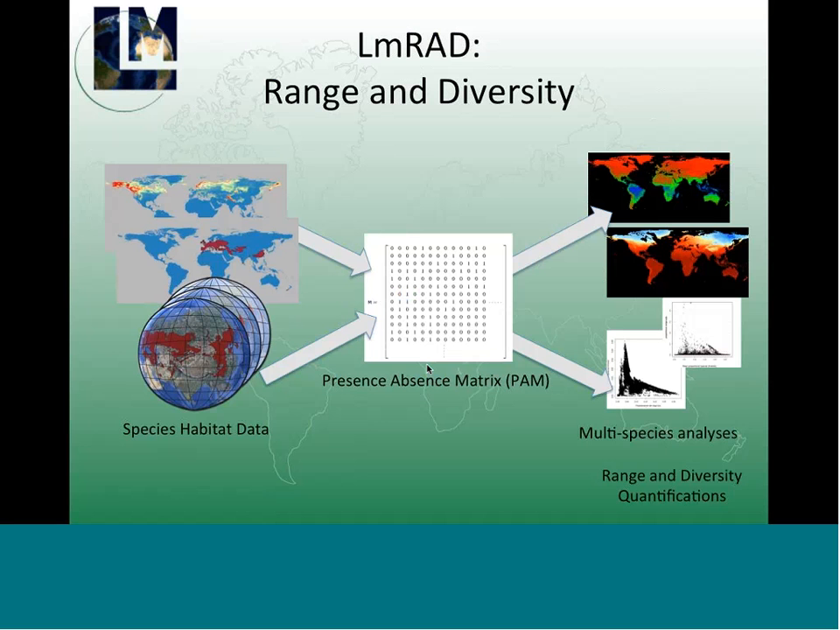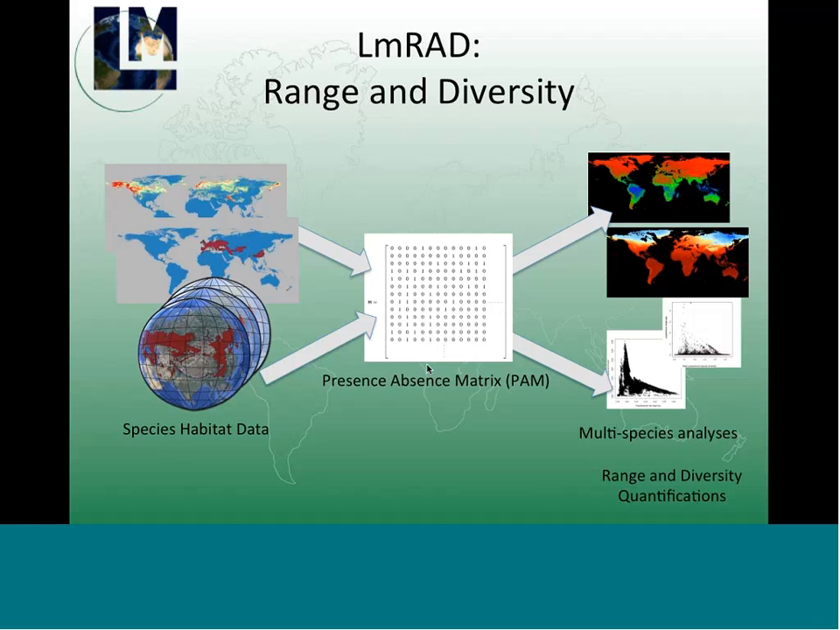The second set of tools that we're developing are the range and diversity tools. In this particular workflow, we begin with geospatial data representing species habitat ranges. Those can come from anywhere. They can come from predicted species distribution maps. They can come from range maps or expert maps. And then we put those in for multiple species. It could be hundreds or thousands or even tens of thousands.